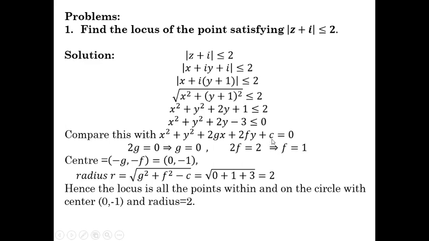Now, c value here is minus 3, but the formula of the radius is r is equal to square root of g square plus f square minus c. G square is 0 plus f square is 1 square, that is 1, minus c is minus minus 3, that is plus 3. 3 plus 1 is 4. Root of 4 is 2 and center is minus g comma minus f. Therefore, 0 comma minus 1 is the center and r is equal to 2.